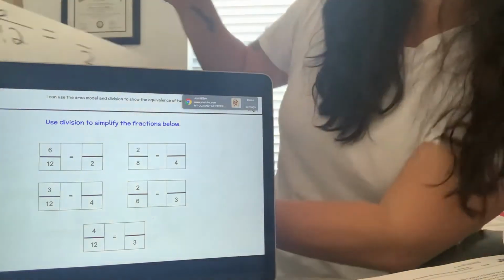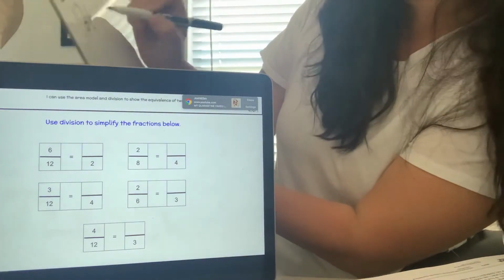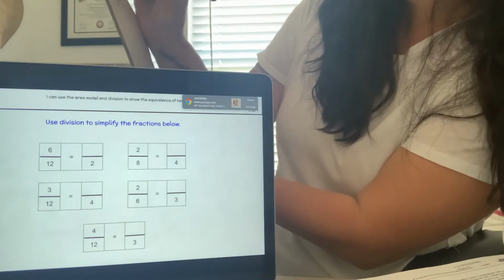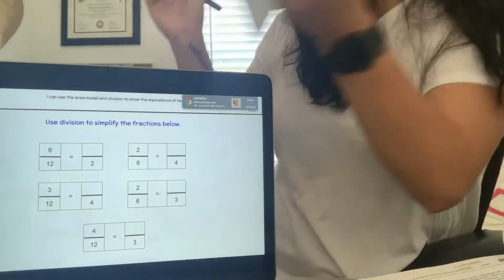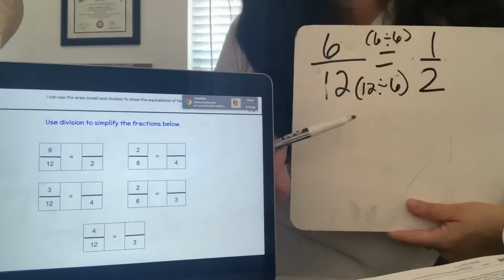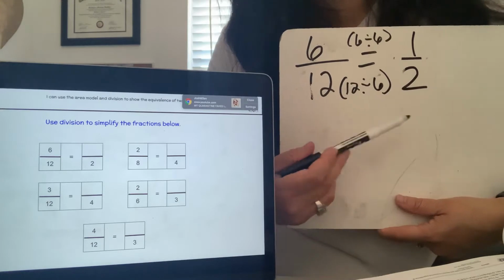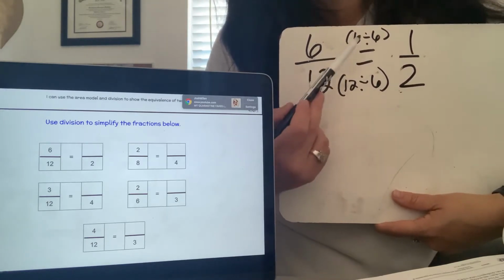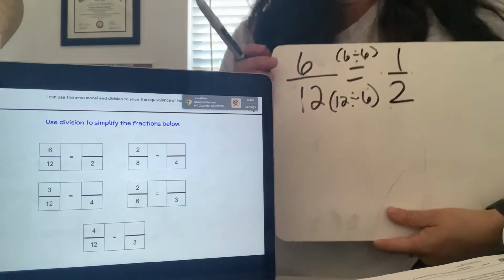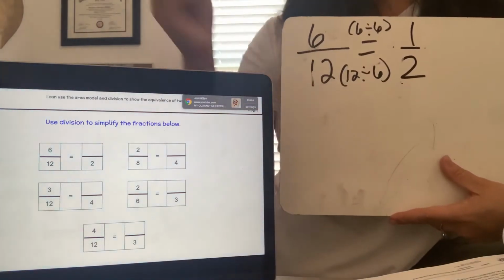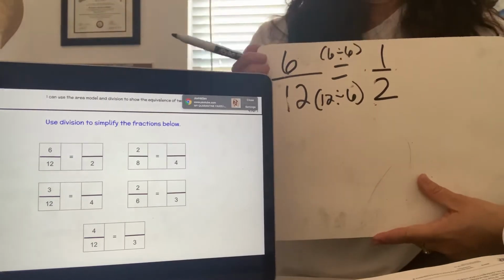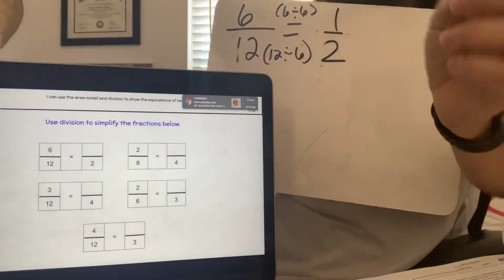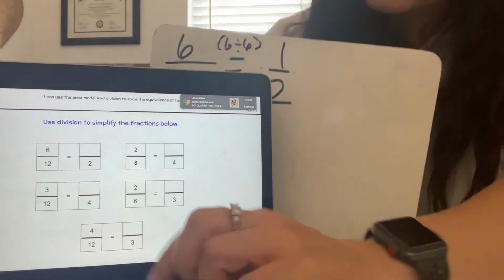I know that I'm writing it for you here so it's a little easier to understand. So they divided 12 by 6. That's how they got this 2. So I'm going to also divide the numerator by 6, which will get me 1. So 6/12 should equal 1/2. Okay, now let's look at the next one.